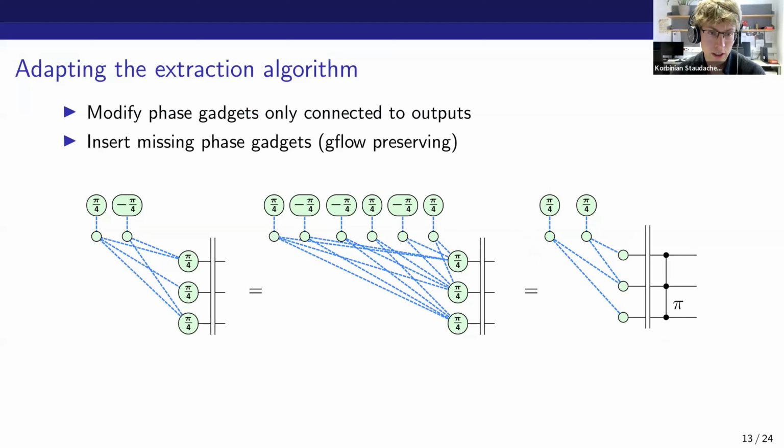And the nice thing is that this is actually G-flow preserving, so this insertion of phase gadgets on the outputs preserves G-flow. So at no point in the algorithm are we forced to abandon the procedure because we don't have G-flow anymore, but we can continue until we extract the entire diagram.